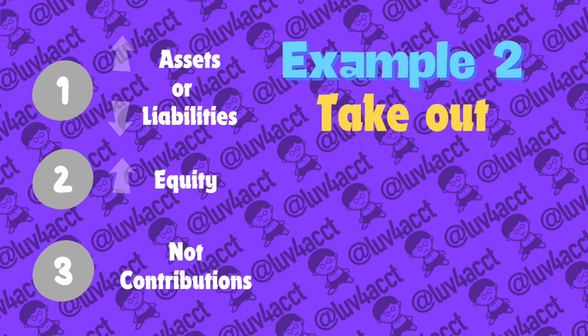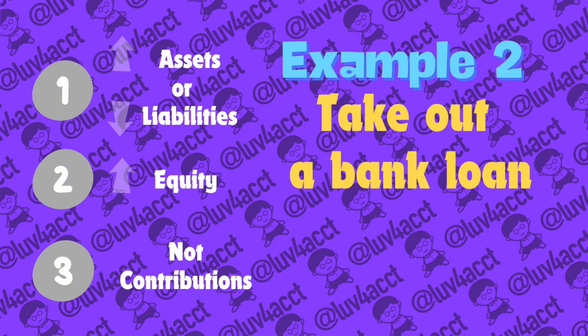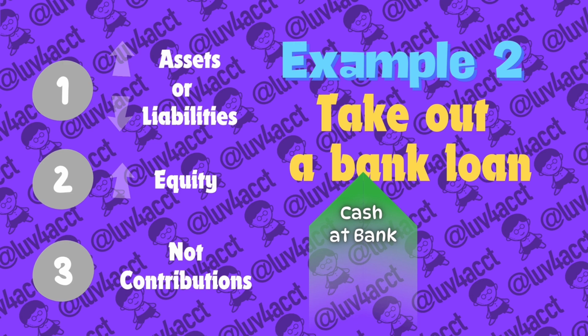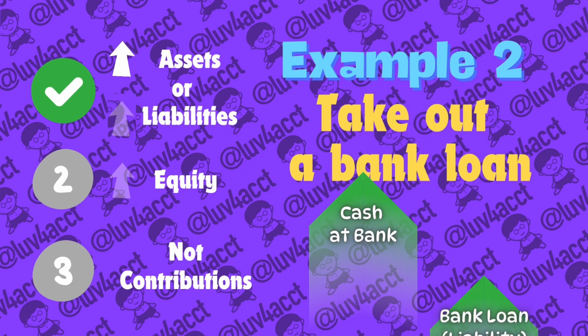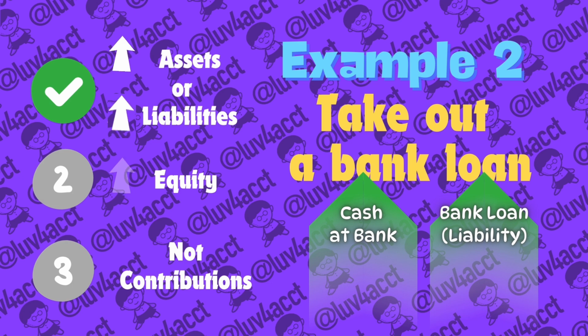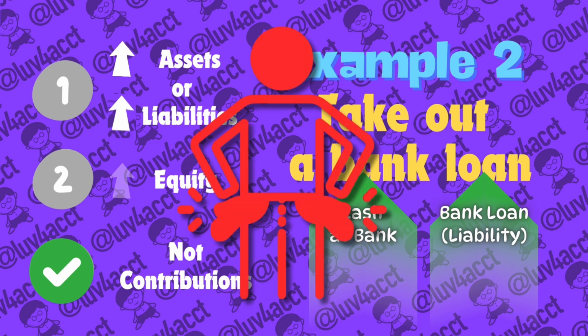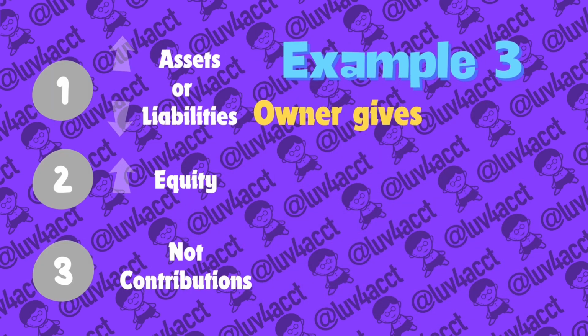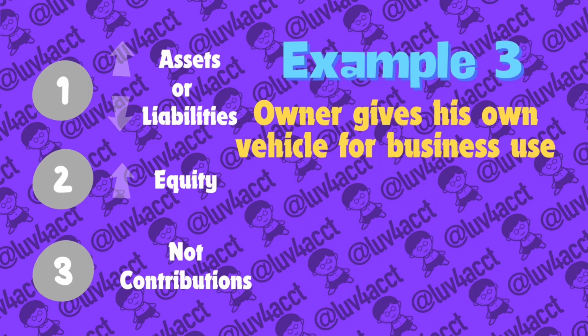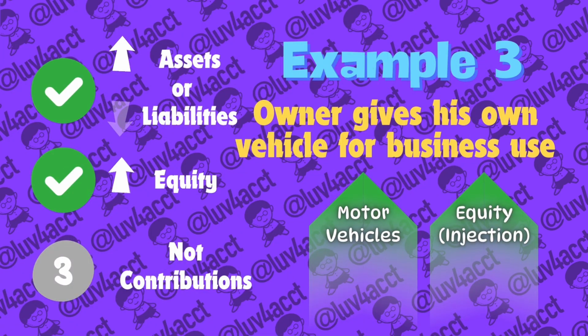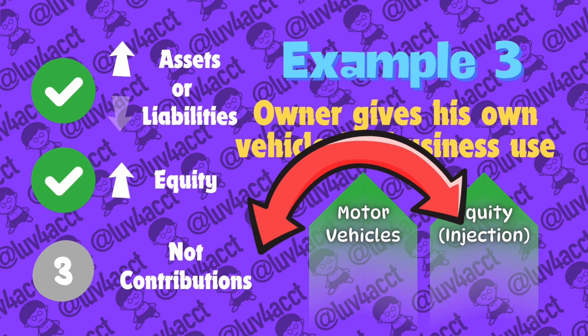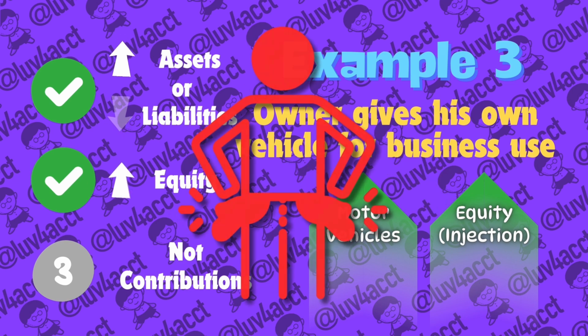Example 2. Take out a bank loan. That means borrowing from the bank. We receive money from the bank. Assets increase. But at the same time, because of the loan, liabilities go up too. So criterion 1 is not fulfilled. Even though the third criterion is checked, it is still not an income. Example 3. Owner gives his own vehicle for business use. We have more non-current assets, more investment, which increases equity, but it is from the contribution of the owner. So it is not an income.